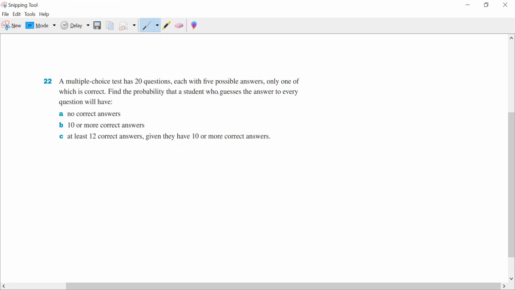So when we first read this sentence here, we can see there are 20 questions. So that means our n, number of trials, is 20, each with 5 possible answers, but only one of them is correct. So that means our probability of success is 1 over 5, because it's a 1 in 5 chance, which means that it's 0.2.